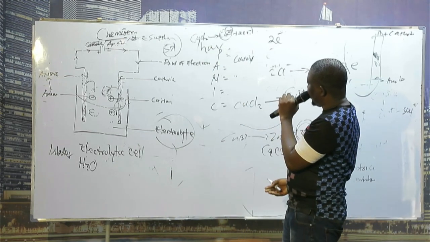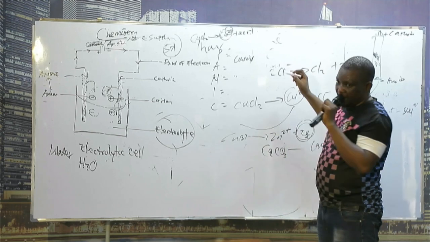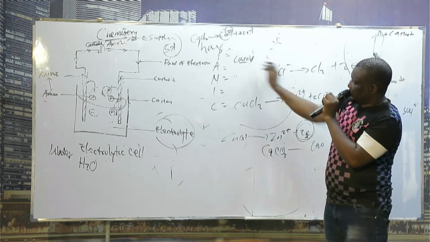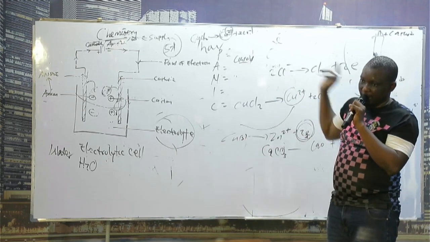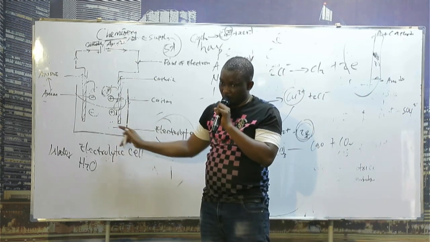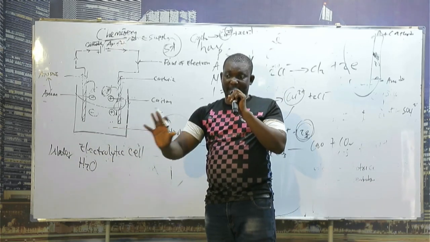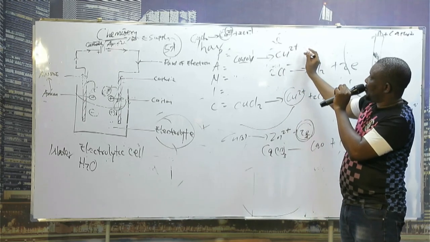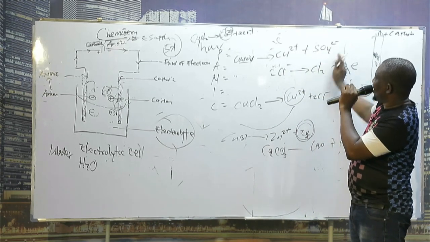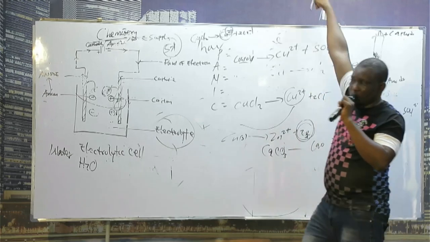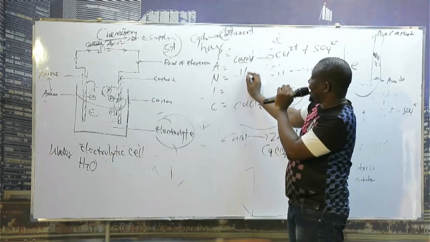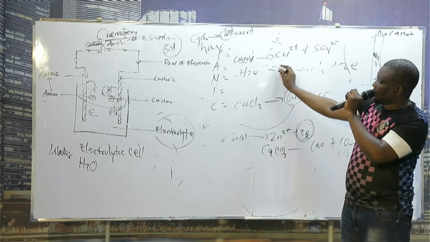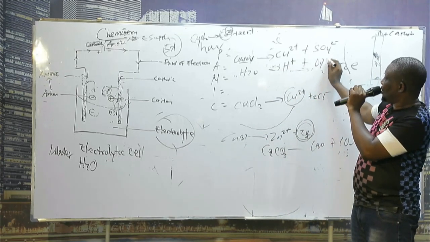What I will do in this case, I will say, okay, in electrolysis, the first thing that will happen to this salt is that once the current has entered the aqueous solution, the salt will decompose. Give me Cu2+ and SO4 2-. But I should also add the ions obtainable from water, which are H+ and OH-.